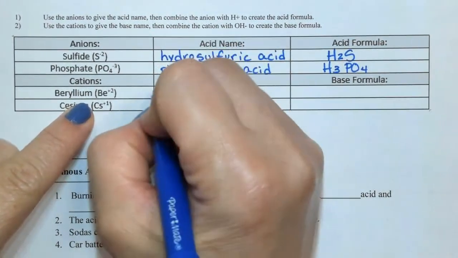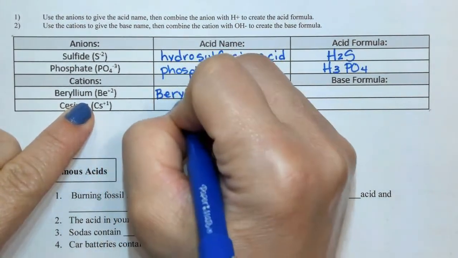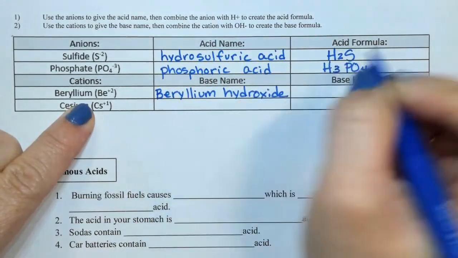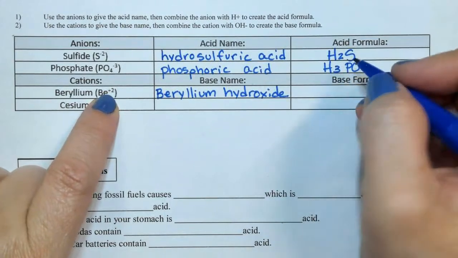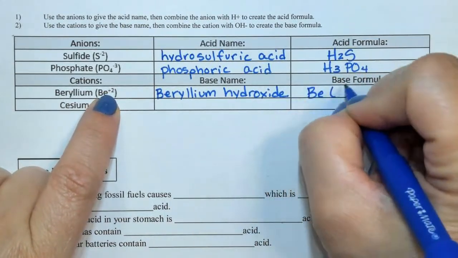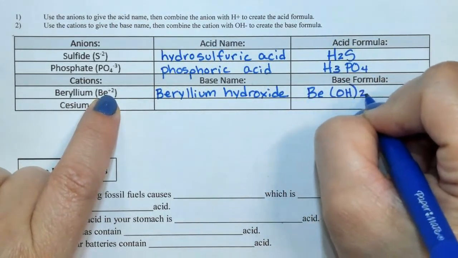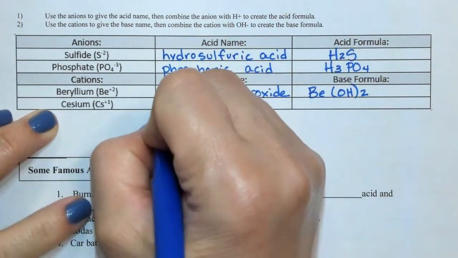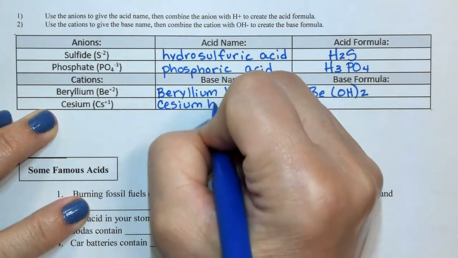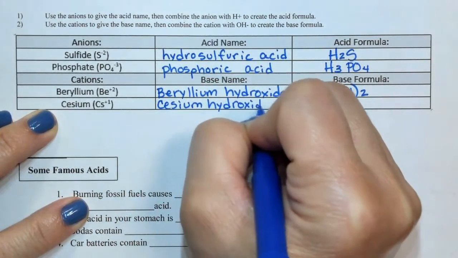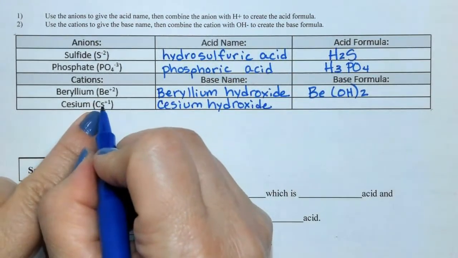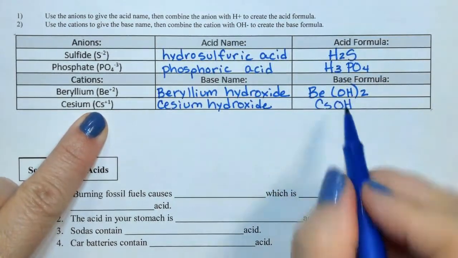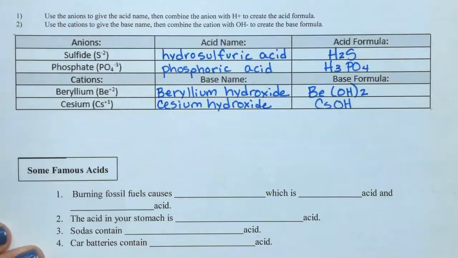Beryllium, if I want it to be a base, I'm just going to add hydroxide next to it. Beryllium hydroxide. And then you see that +2 charge? That tells you that you're going to have Be, OH, and 2 of them. Be sure to have parentheses around your hydroxide. Cesium hydroxide is this base name. There's a +1 charge on cesium, so that is going to cancel with the -1 on hydroxide, so it's just Cs and then OH for hydroxide.